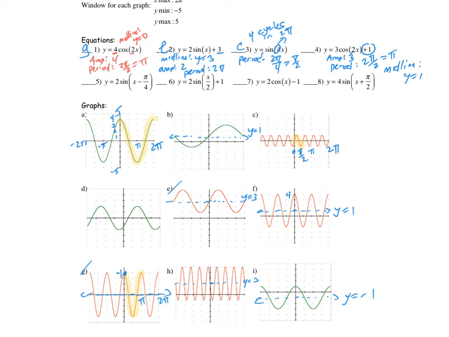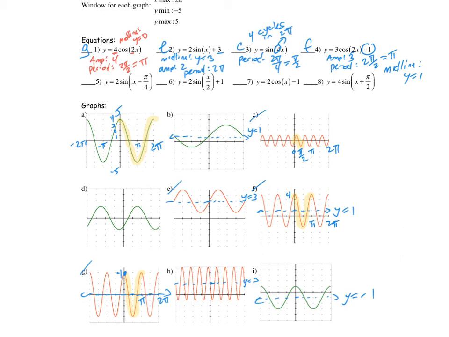Let's verify the period. So this is one period from a maximum to a maximum. And on the x-axis, this is 2 pi, and that's pi. So one cycle takes pi units. So number 4 is F. I'll cross off F and C.